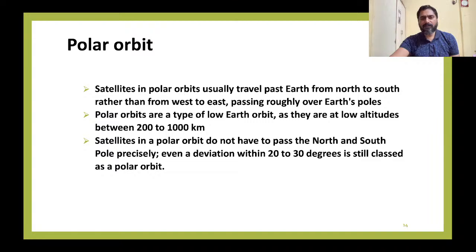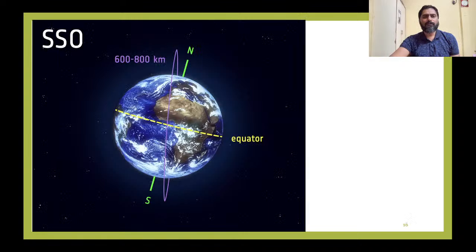Polar orbit. Let us now try to understand this polar orbit. Polar orbits are a form of your low earth orbit only. Here you can see that it is 600 to 800 kilometers. It moves above the poles only. So it appears that it is not moving in the west to east direction, but in the north to south direction. That is why it is called polar orbit.